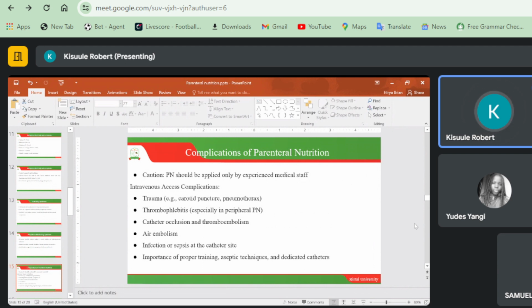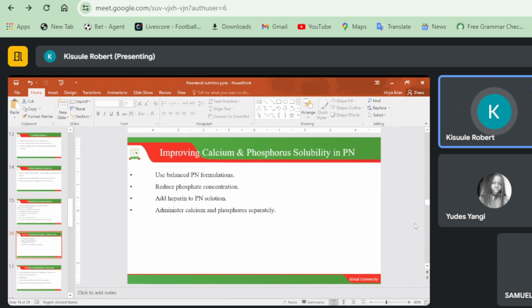So we have trauma such as carotid puncture and pneumothorax, then thrombophlebitis, then catheter occlusion, then air embolism, and infection and sepsis at the catheter site. We are stressing the importance of proper training, aseptic techniques, and dedicated catheters. As you can see, a lot of care is required when we are doing parenteral nutrition, so we need to take most of those into consideration as much as possible.